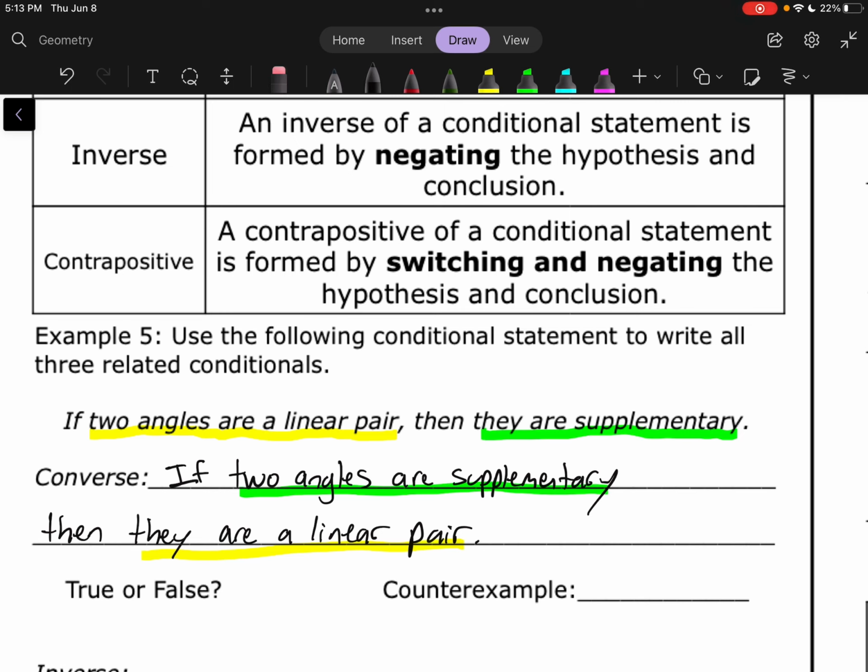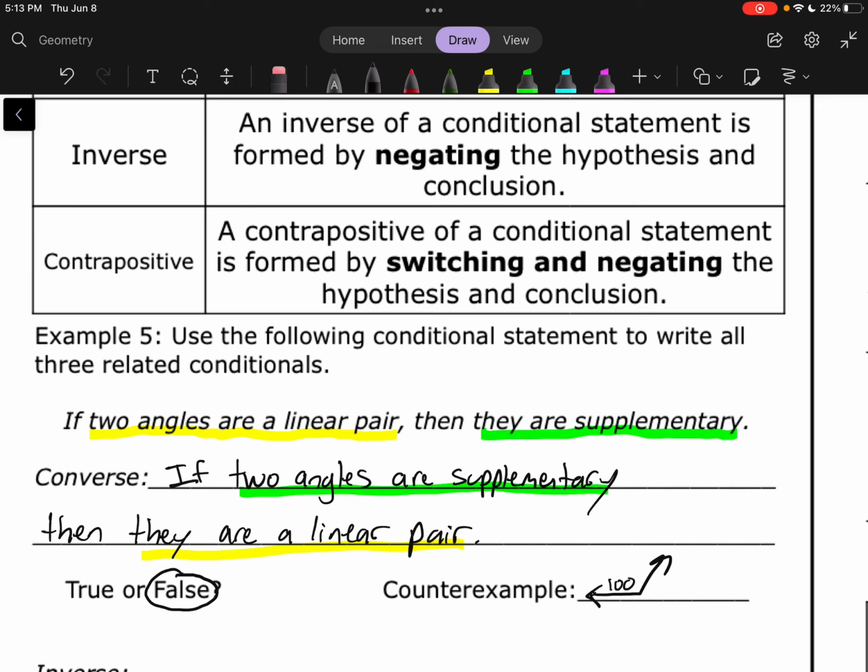You switch them around. Now, this is kind of odd, but is that statement true or false? Now, the original statement was definitely true, right? If 2 angles are a linear pair, then they're supplementary, because a linear pair has to be adjacent and supplementary. That's the definition of a linear pair, adjacent supplementary angles. But this statement is false, because I can definitely think up a scenario where these 2 angles are supplementary, but they are not a linear pair.